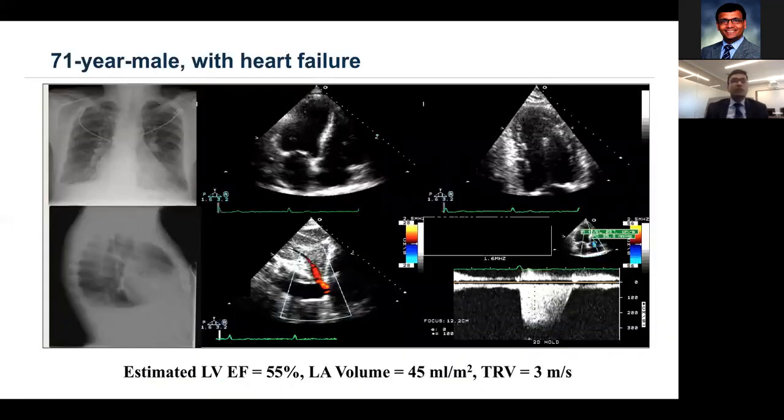Now, this is a 71-year-old patient with heart failure, and the patient has an ejection fraction of 55%. LA volume is increased. You can see the chest x-ray. So this clinical presentation is heart failure. The chest x-ray is showing pulmonary congestion, pulmonary edema. TR velocity is 3 meters per second.